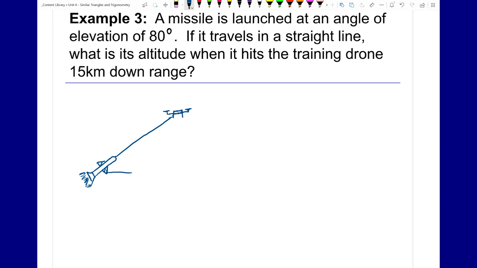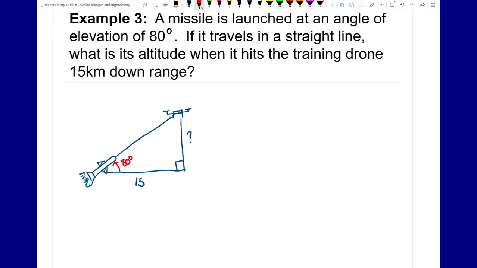So we're talking about a horizontal distance of 15 kilometers. And we want to figure out the height, the altitude. This height and the ground make a 90-degree angle, we can make that assumption. We also know that the angle of elevation for that missile, from the horizontal up, is 80 degrees.